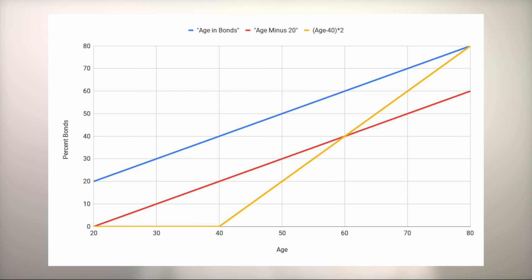A more optimal, albeit slightly more complex formula may be something like age minus 40 times 2. This means bonds don't show up in the portfolio until age 40, allowing for maximum growth while early accumulation is more important, and then accelerating the shift to prioritizing capital preservation nearing retirement age. This calculation seems to most closely follow the glide paths of the top target date funds. Generally speaking, it could be said that these three formulas coincide with low, moderate, and high risk tolerances respectively. I've illustrated these three formulas in this chart.